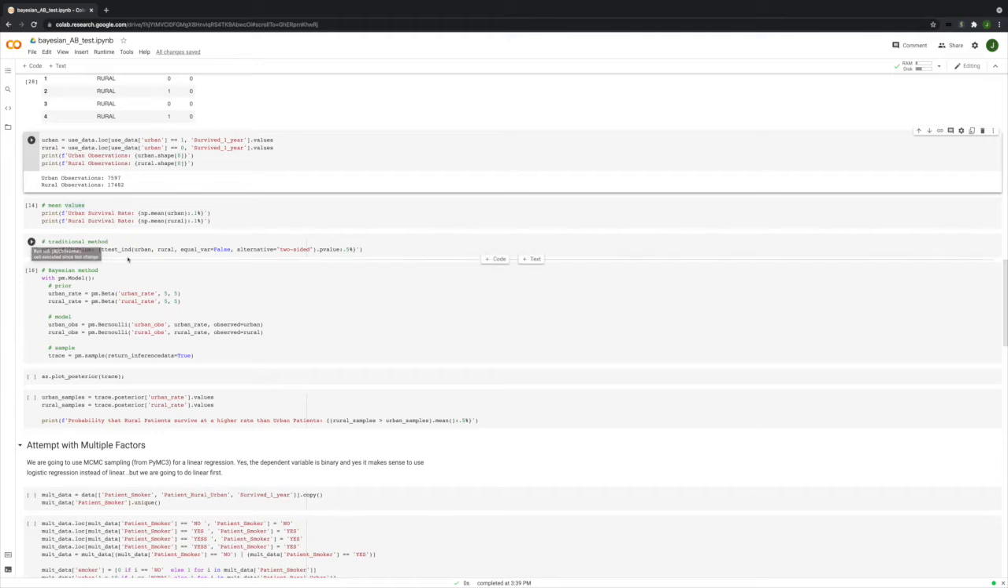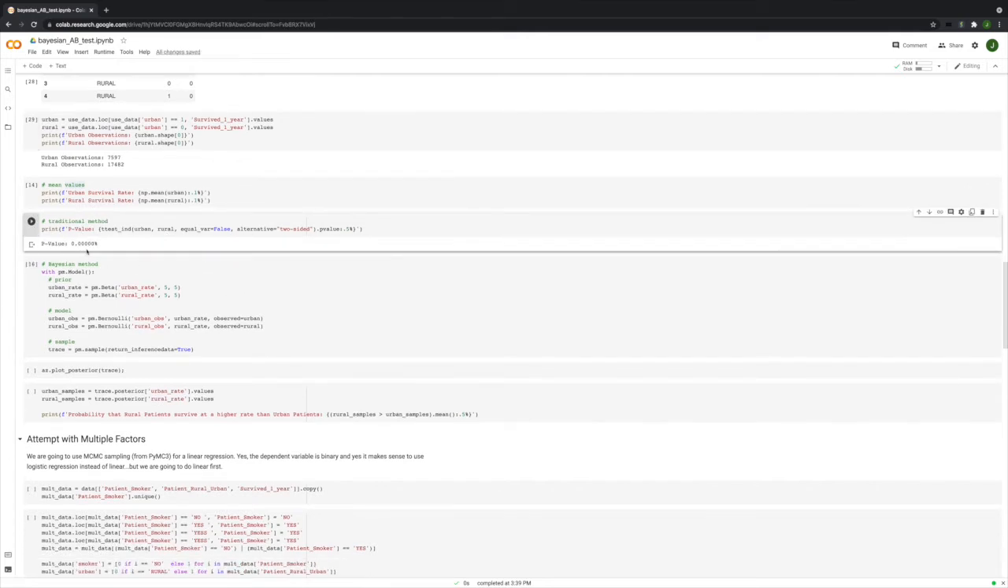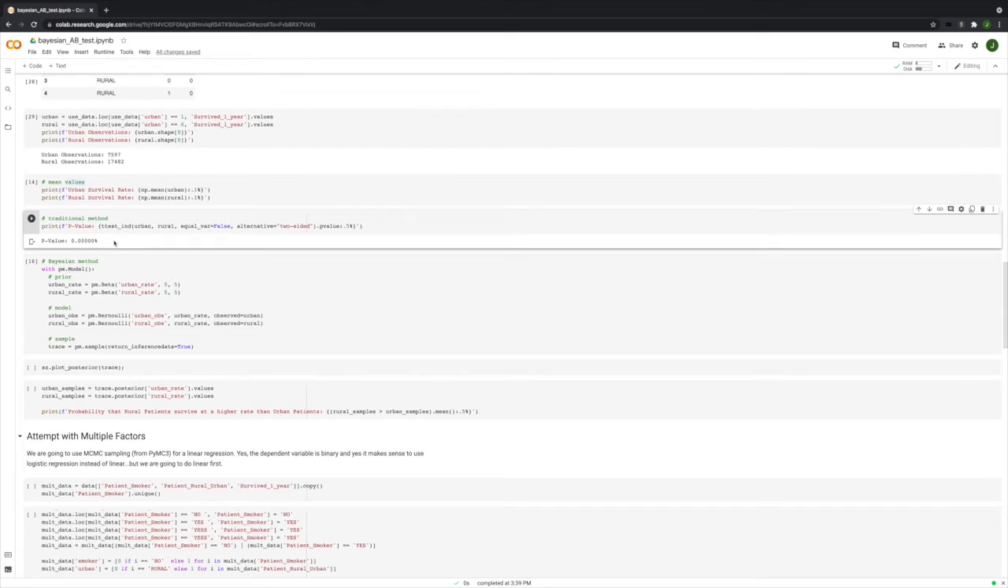Again, this is a two-sided test, so we're really just saying, is there a difference in survival rates between urban and rural patients? And our p-value is 0, which means, yeah, there is. Statistically, there is very likely to be a difference between the survival rates of urban and rural patients. It doesn't really tell us what that difference is, but it tells us that there is a difference.